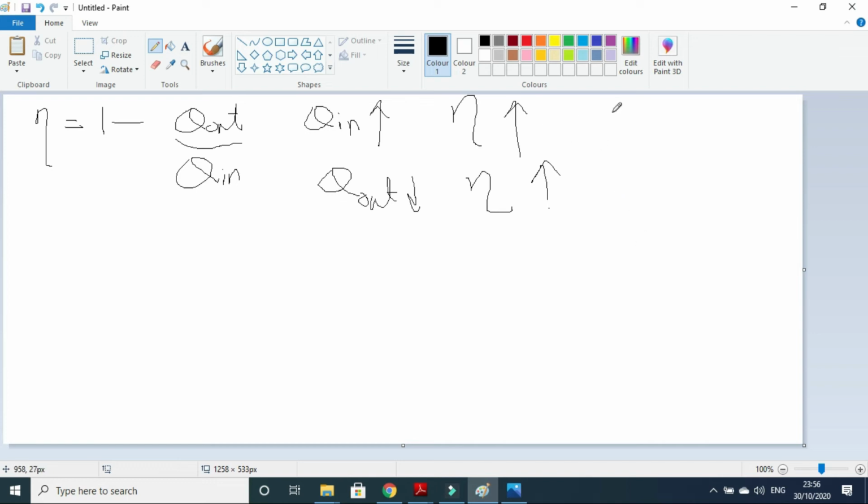So efficiency is directly proportional to Q in, and efficiency is inversely proportional to Q out. So heat addition should be as high as possible, and Q out should be as low as possible. So then the efficiency will be higher.